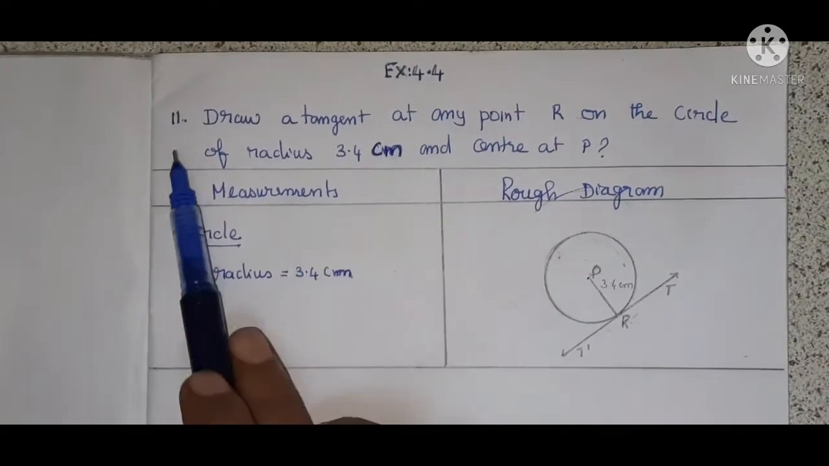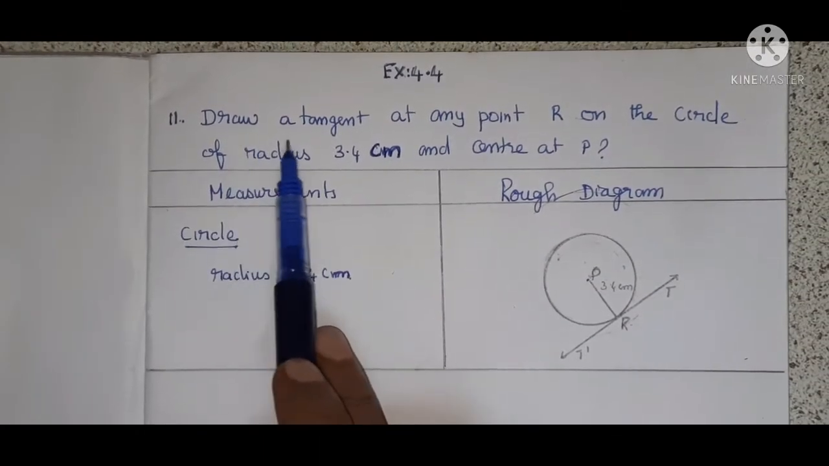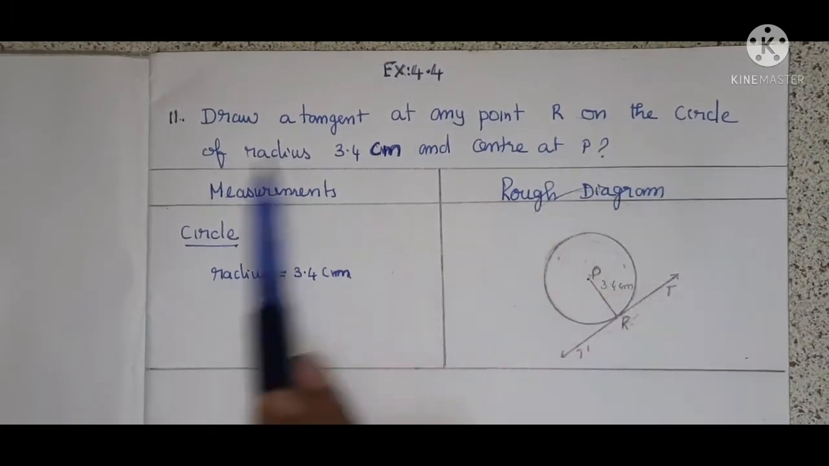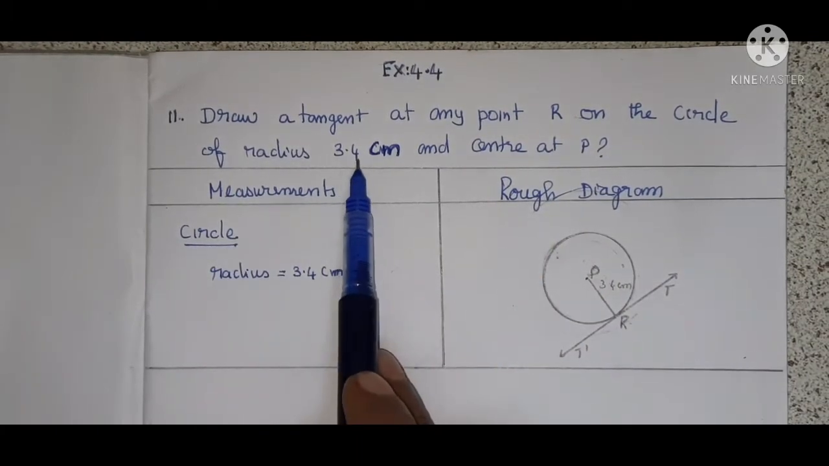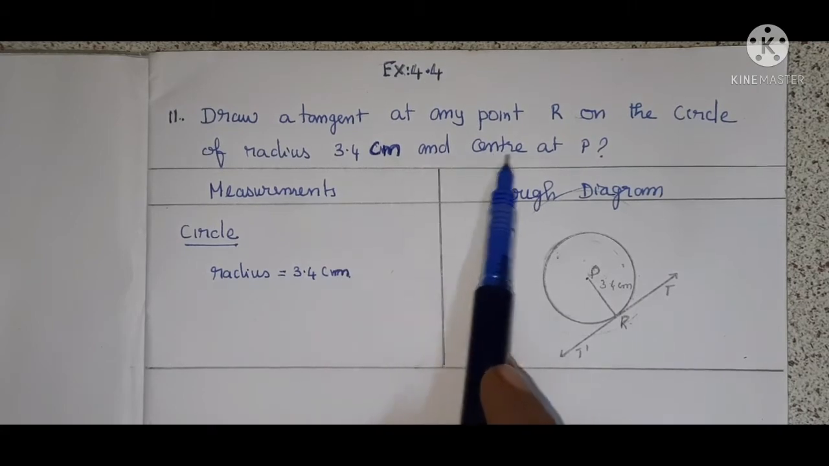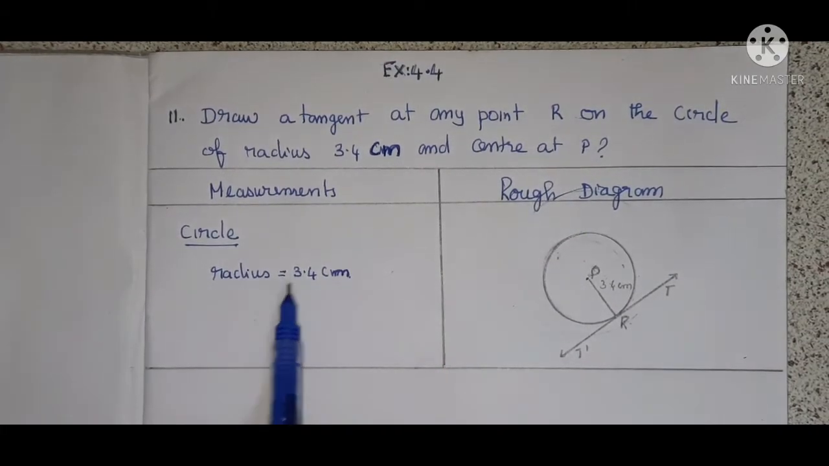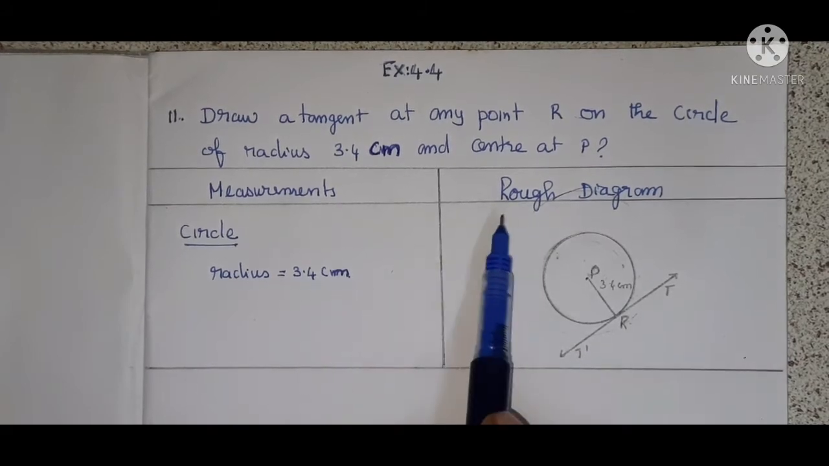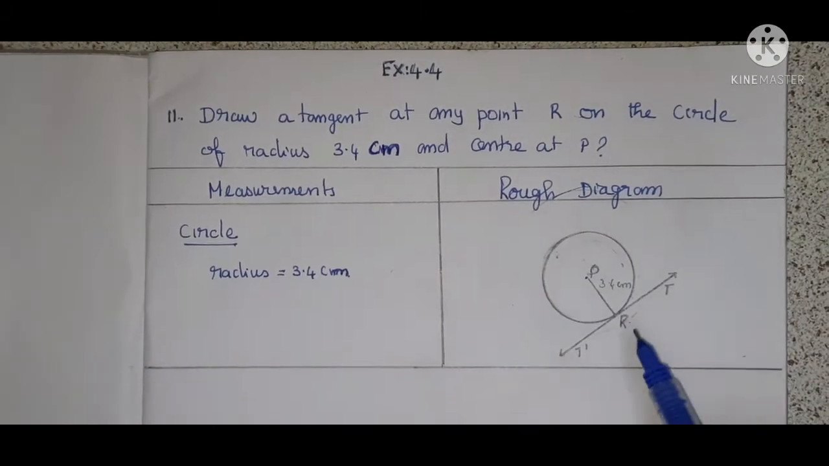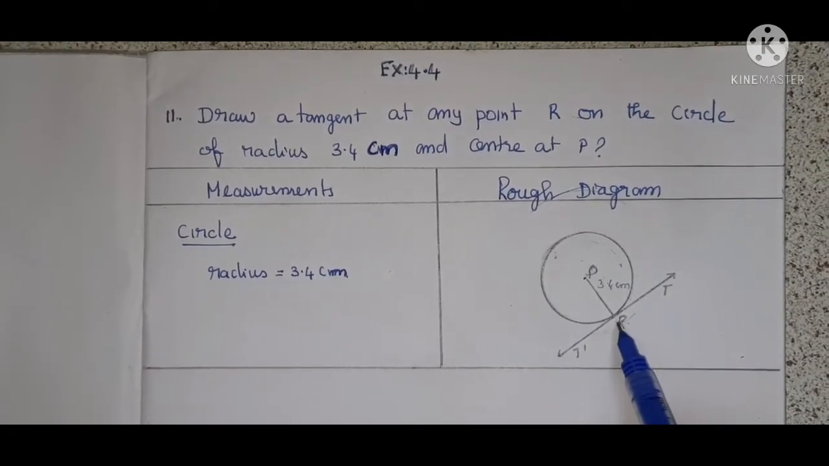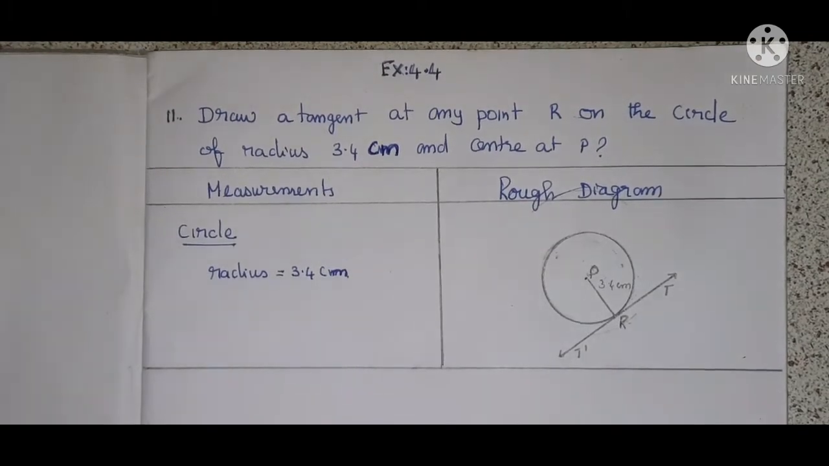Exercise 4.4, sum number 11. Draw a tangent at any point R on the circle of radius 3.4 cm and center at P. Measurement: given radius is 3.4 cm. Rough diagram: a circle with center P and a point on the circle R. From R, draw a tangent to the circle.